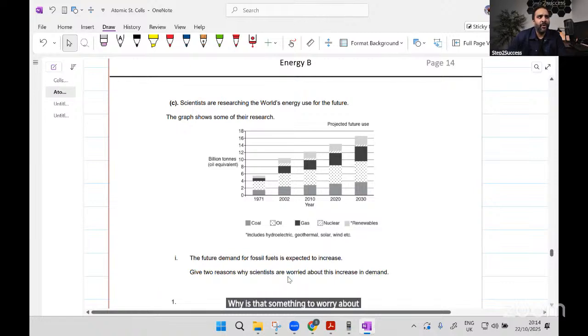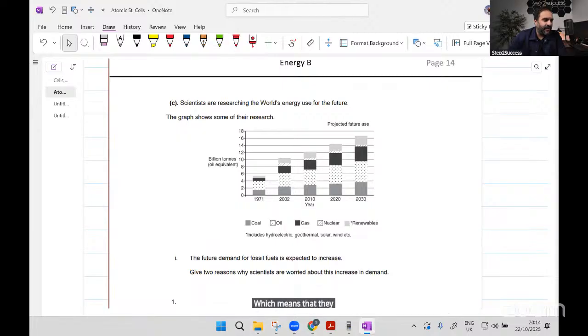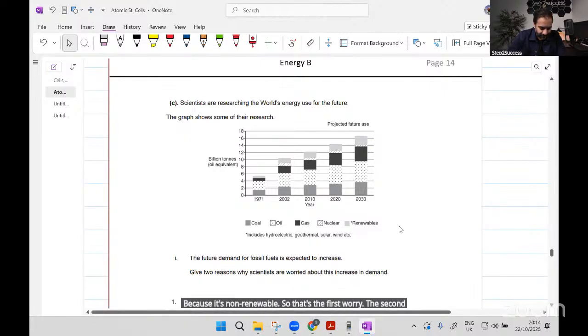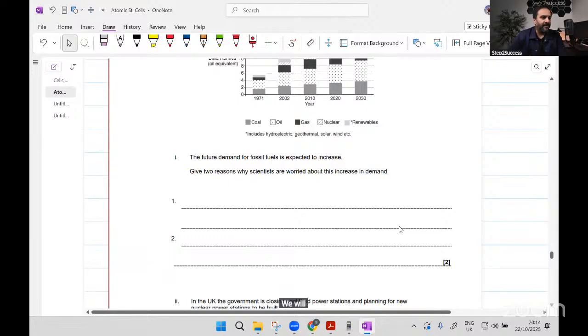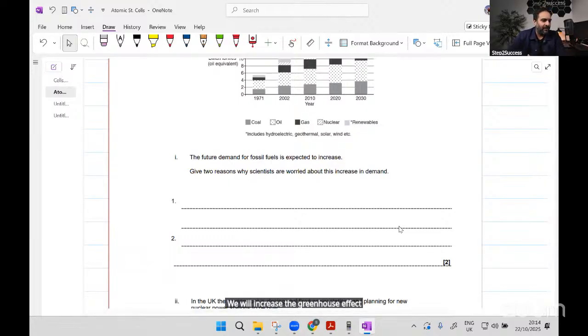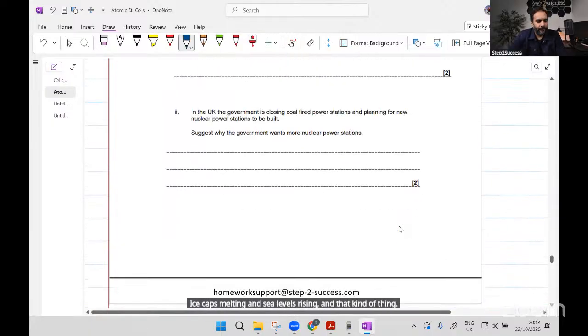Well, fossil fuels are non-renewable, which means that they can't be reused and they will eventually run out. So that's the first worry. The second worry is that if we keep on using fossil fuels, we will increase the greenhouse effect and global warming, which will result in more ice caps melting and sea levels rising and that kind of thing.